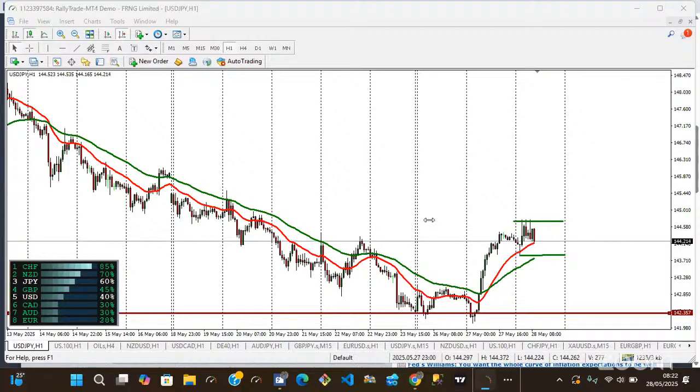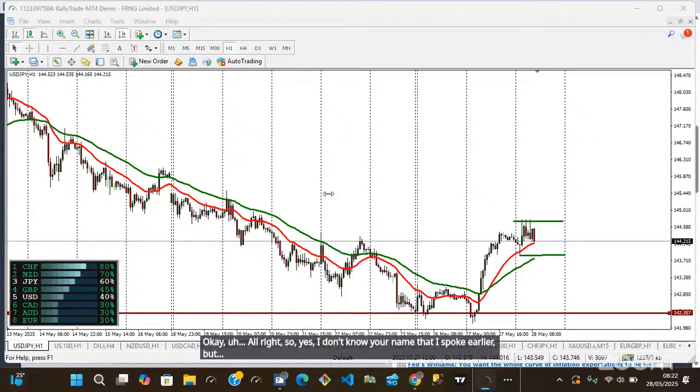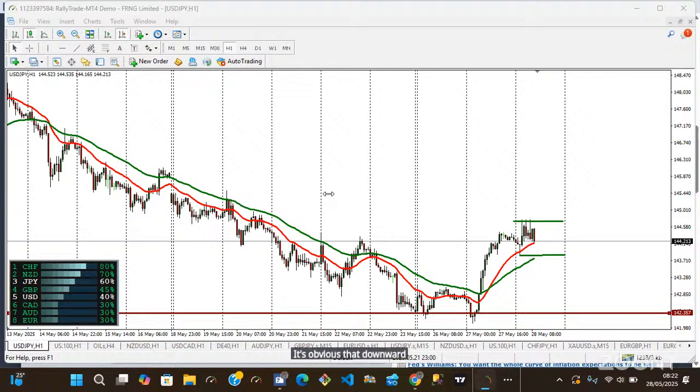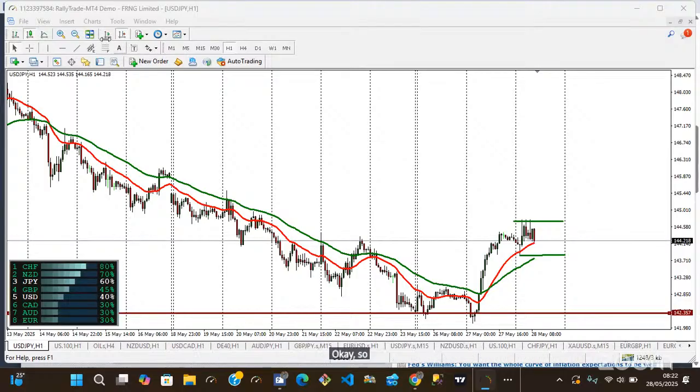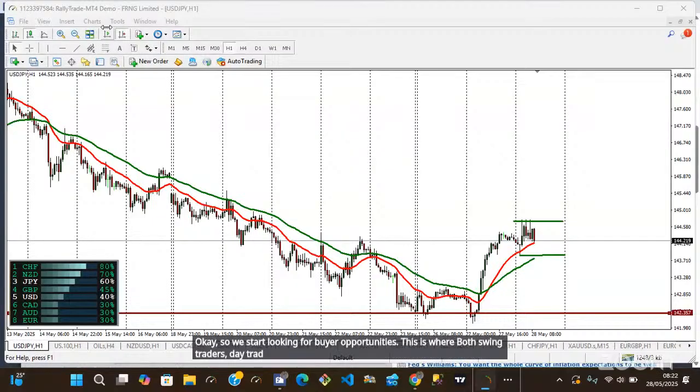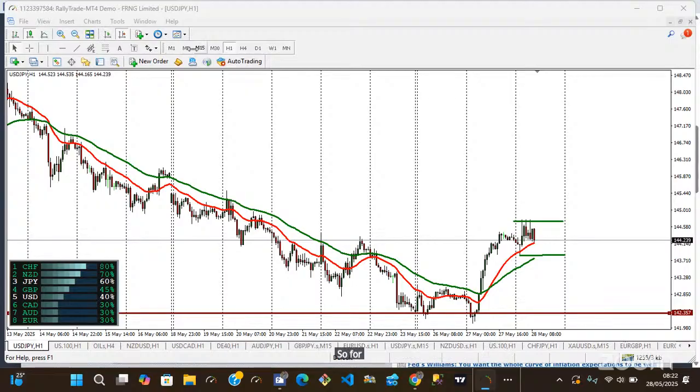All right. So yes, I don't know your name, the one that spoke earlier, but we are all right. Now, price is in an uptrend. It's obvious that the downward movement is over, right? We look for a buy opportunity, so we start looking for buy opportunities. This is where swing traders, day traders, and scalpers start to look for where they want to take advantage of the market.